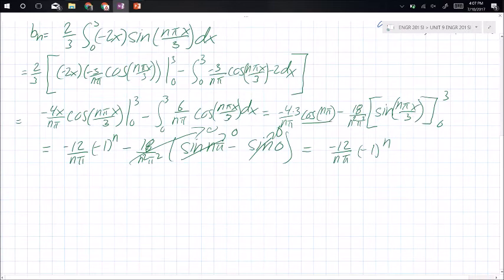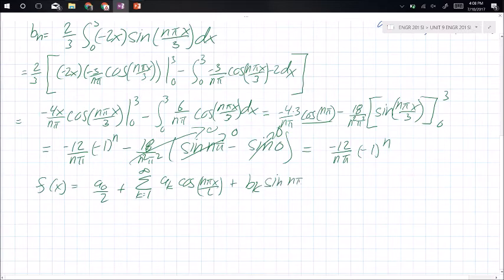So now we have our b sub n. We can plug this straight in to our f of x. So f of x equals a sub 0 over 2 plus your summation from k equals 1 to infinity of a sub k cosine n pi x over L plus b sub k sine n pi x over L.